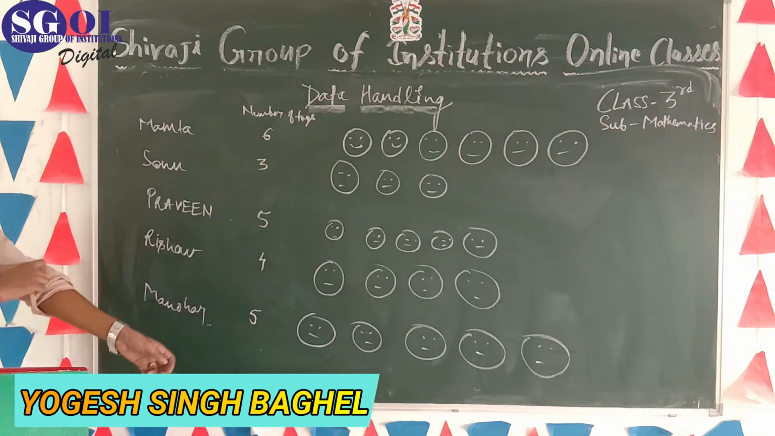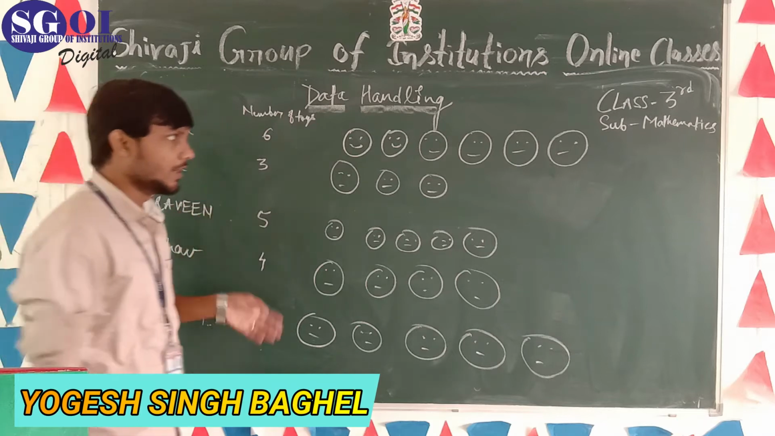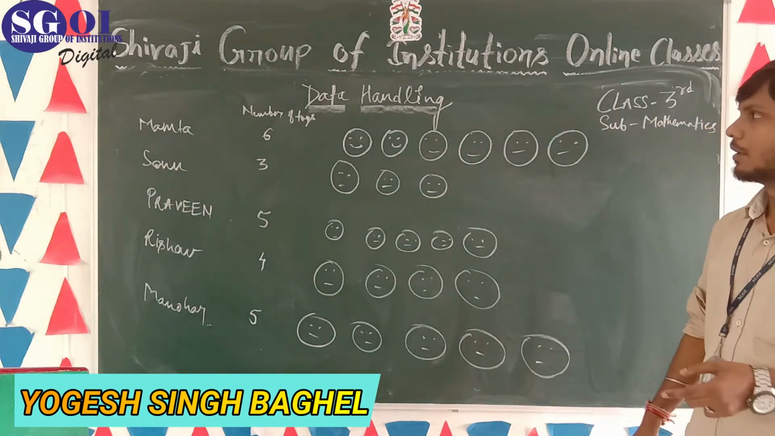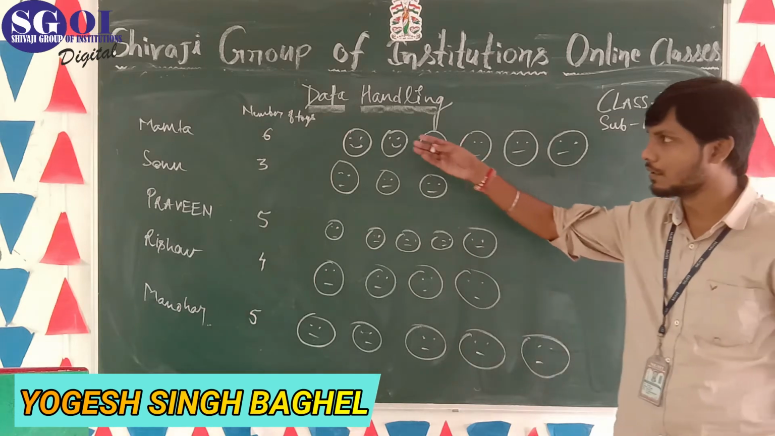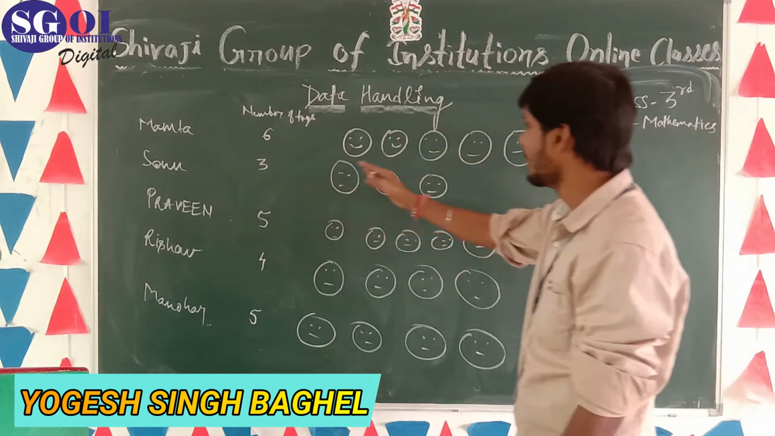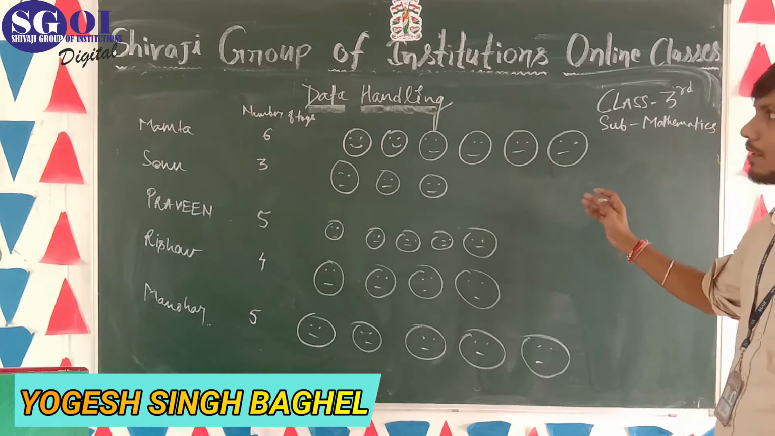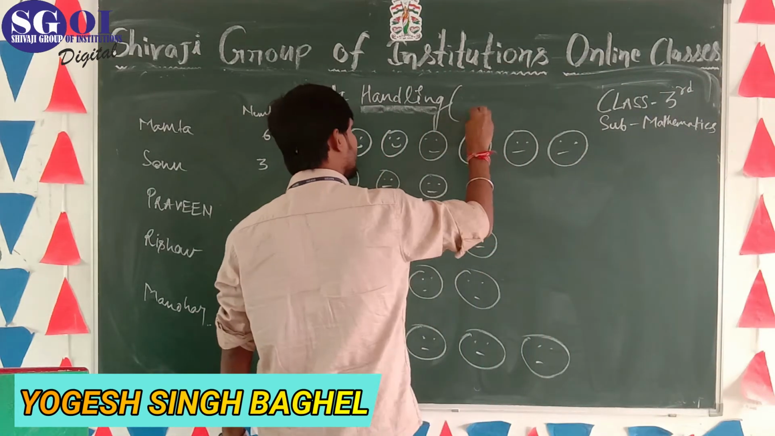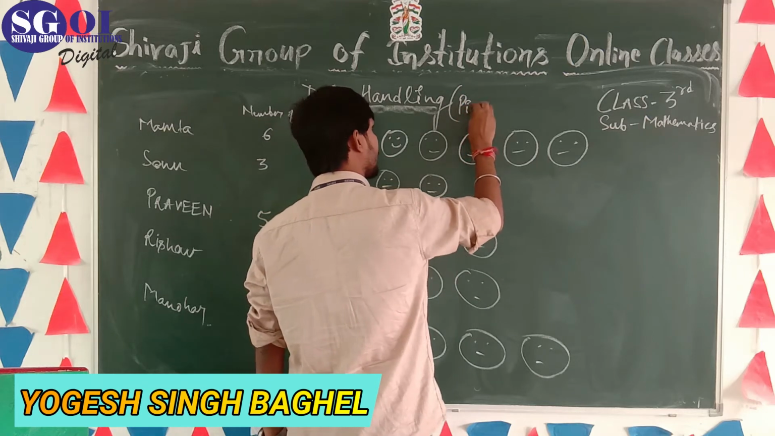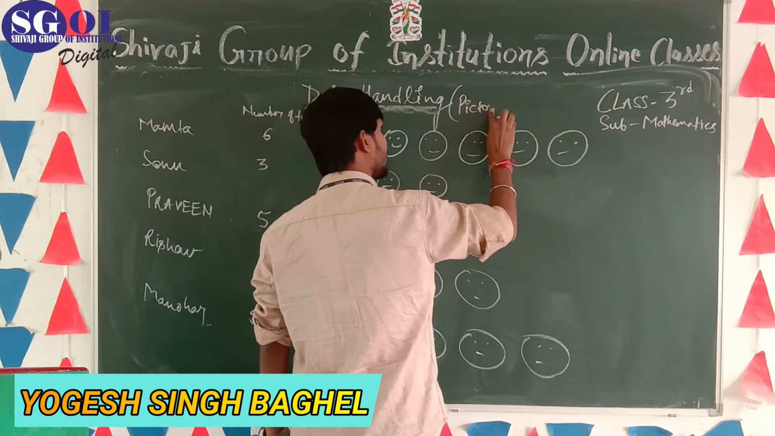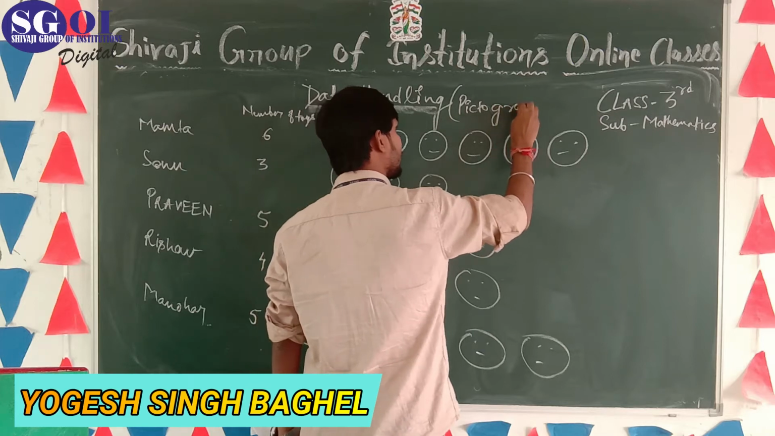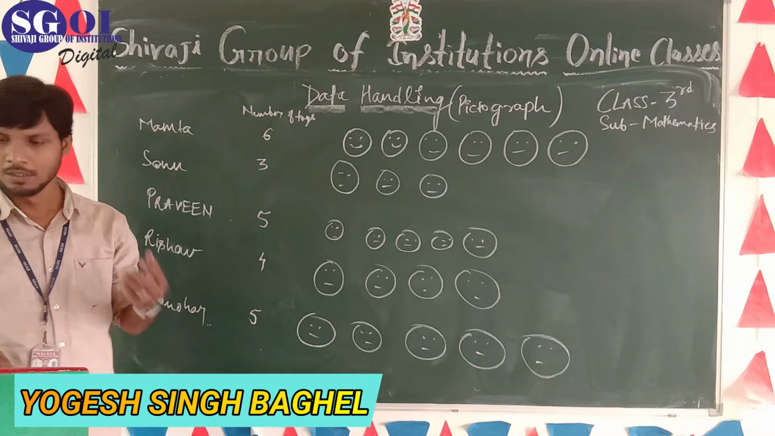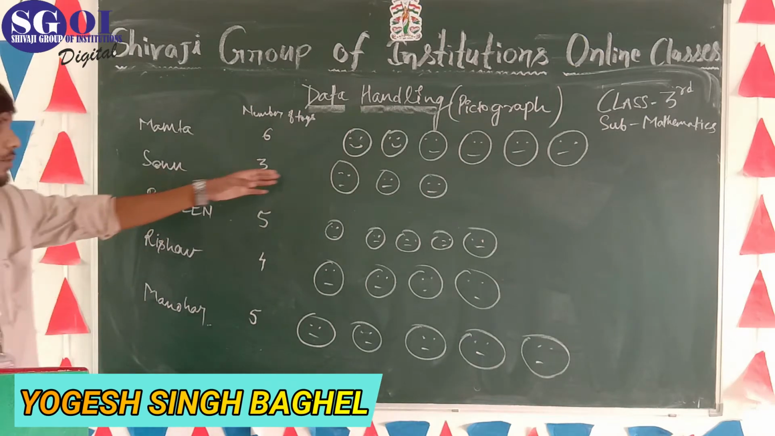So, see, when data is given in numbers, and you represent the given data in pictures, then this type of representation is known as a pictograph. Clear? I hope you understand that this is called a pictograph.